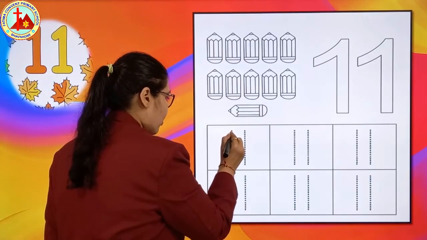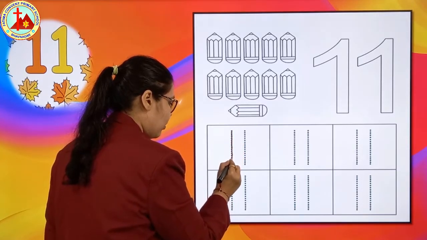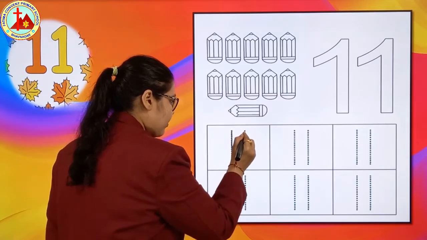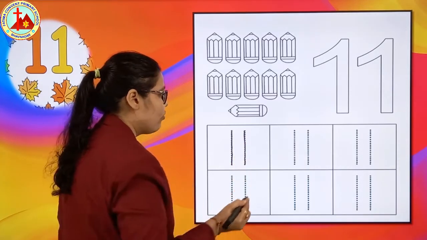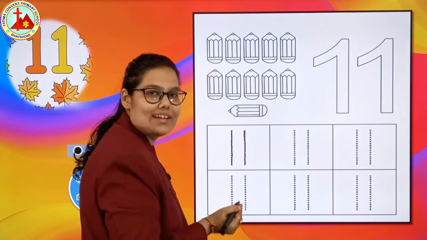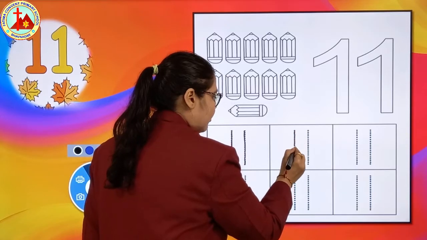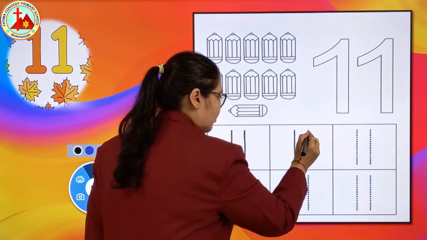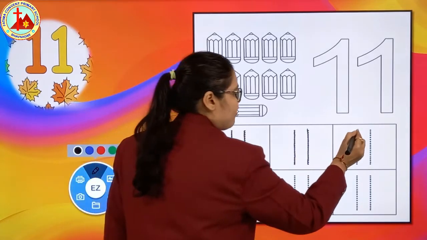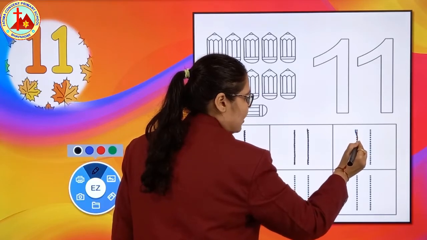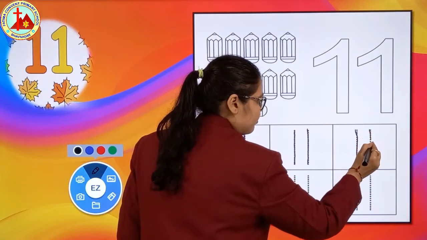Starting from upward, slowly, slowly come down. 11. Children, when you are writing, what you have to do? Yes, you have to say the number also. Okay? 11. My dear children, you have to trace properly, okay? 11.